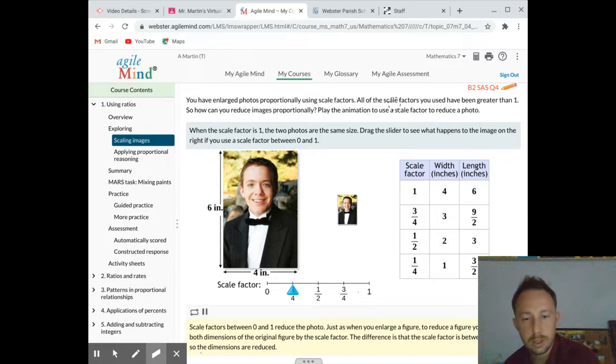Okay. So what happens whenever a scale factor is less than 1? What happened in this example? It reduced. That's right. So it gets smaller or it is reduced. So when a scale factor is less than 1, the lengths and the sides get what? Smaller. Good job. So give me some examples of a scale factor that is smaller than 1.